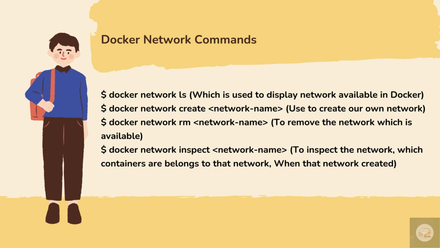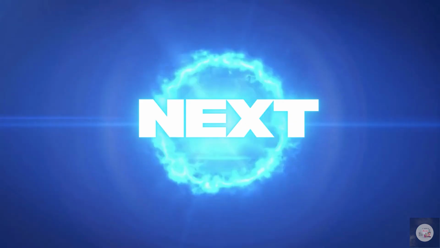Docker networking allows containers to communicate with each other. You can create a new network using docker network create, list all networks with docker network ls, and inspect a specific network using docker network inspect. You can also connect and disconnect containers from a network using docker network connect and disconnect.